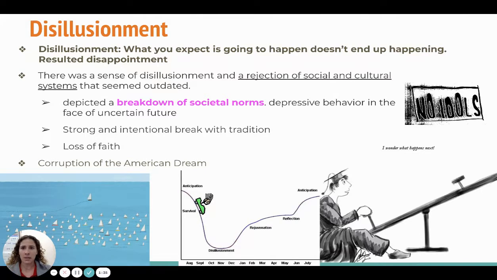Disillusionment. This is a big one because it also kind of represents the vibe of this period. It kind of means that what you expect is going to happen doesn't end up happening. So there's this sense of disillusionment and rejection of social and cultural systems that seemed outdated. So there was this breakdown of societal norms. People had this depressive behavior. There was this uncertain future. And there was just this break of tradition.